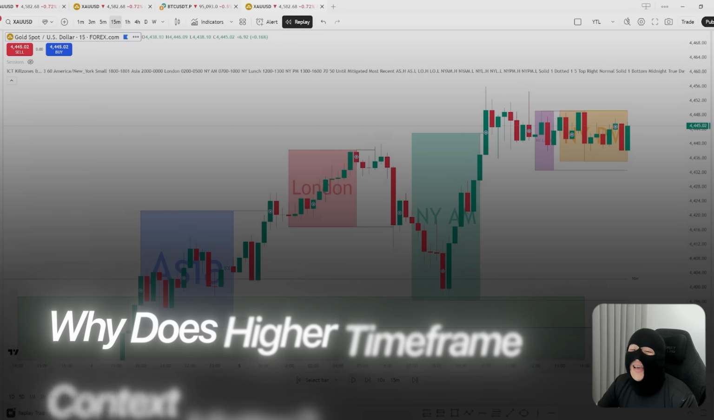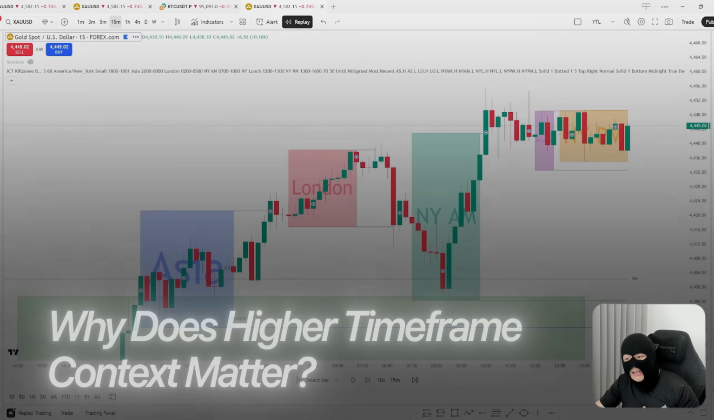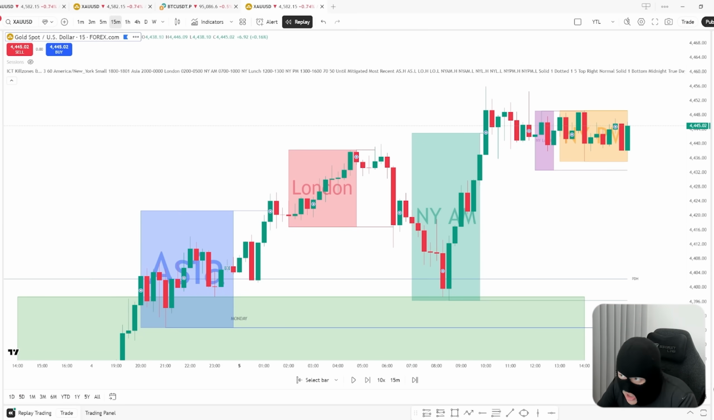Now, why does higher time frame context matter? There are going to be instances where the Asian session creates a high or a low of the day, or London barely moves. How do we avoid such anomalies? Simple. Higher time frame context. This is where most traders mess up. They see a sweep and immediately assume price must reverse. But if higher time frame bias is bullish and London expands aggressively upwards, then the chances of price coming all the way back down to target sell-side liquidity during an expansion kill zone is slim.